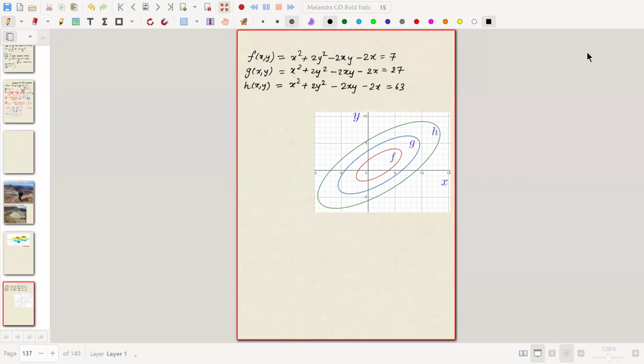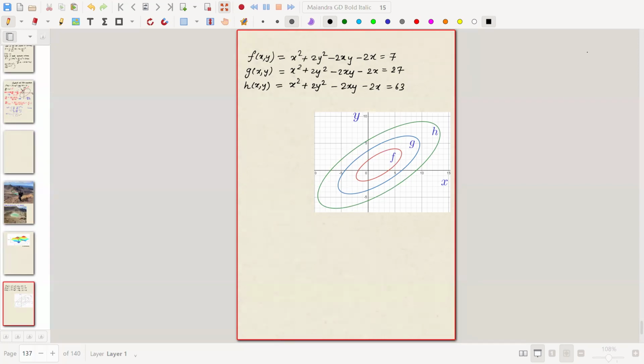What is actually happening here? If we take a small constant, that is the center curve f. If I take a bigger constant, 27, that is the middle one. If I take 63, you will get a bigger one. So the more you increase the right hand side value, the more the level curve increases in size. And okay, so that is confirmed for you.